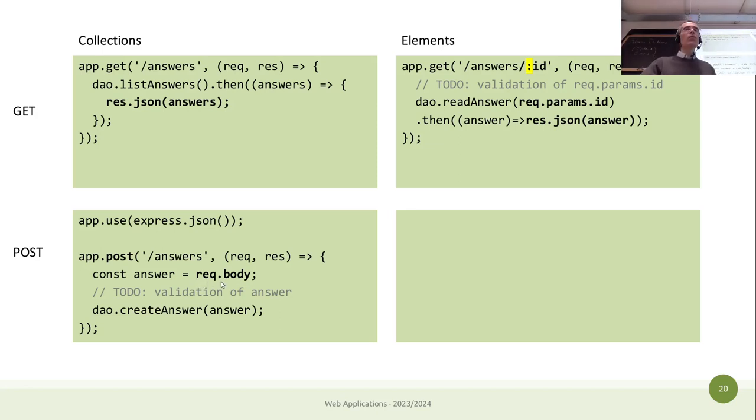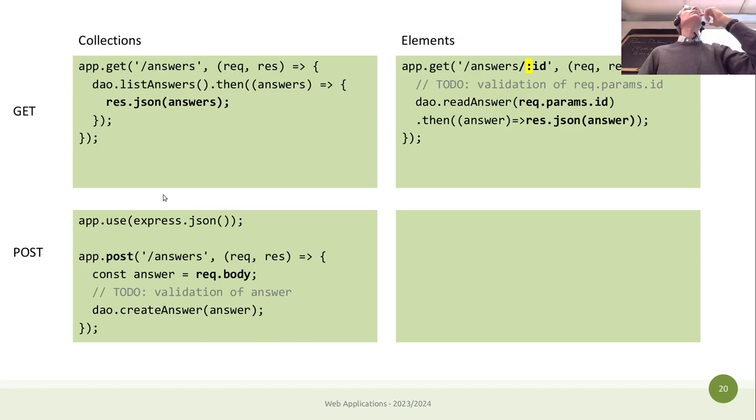Well, we just take it from req.body. If we send from the client to the server the information in the form of JSON, this will be automatically decoded by Express into body and made available as a JavaScript object, provided that we tell Express to use the JSON middleware. That's why you see here the JSON middleware, because in the GET there's no body, so no need for the middleware. But this is just an addition and works for every request. A GET has no body, yes?